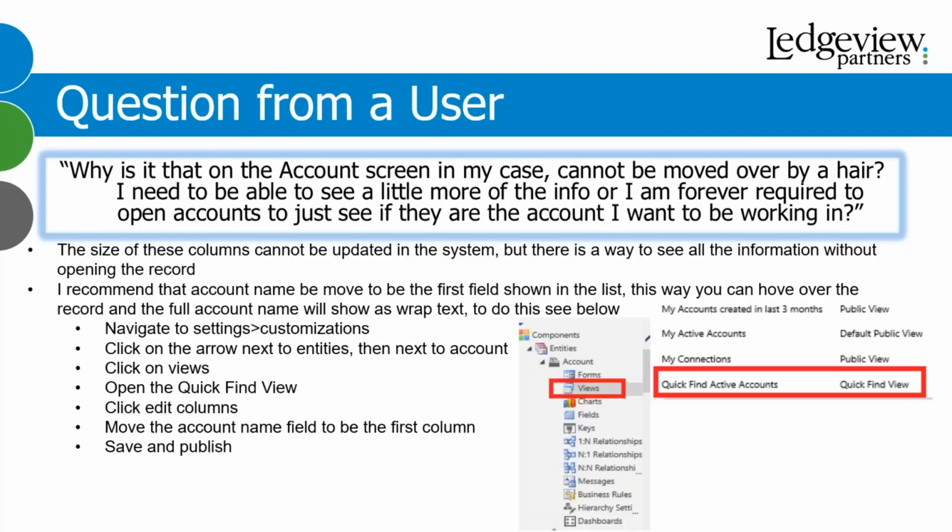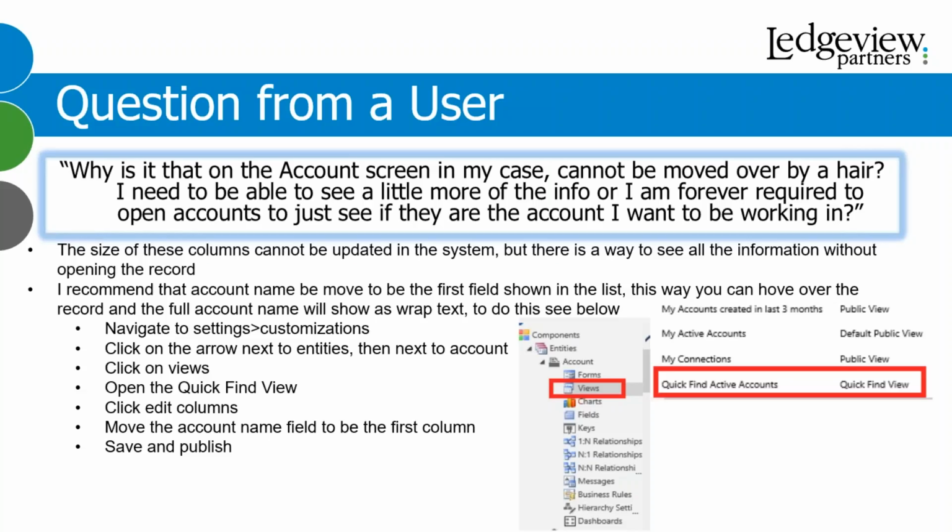Our next question is, why is it that on the account screen cannot be moved over by a hair? And what he's referring to is the global search screen. It cannot be moved over by a hair to see the extra information. I am forever required to open accounts just to see if they are the accounts I want to be working on. And that's an excellent question.